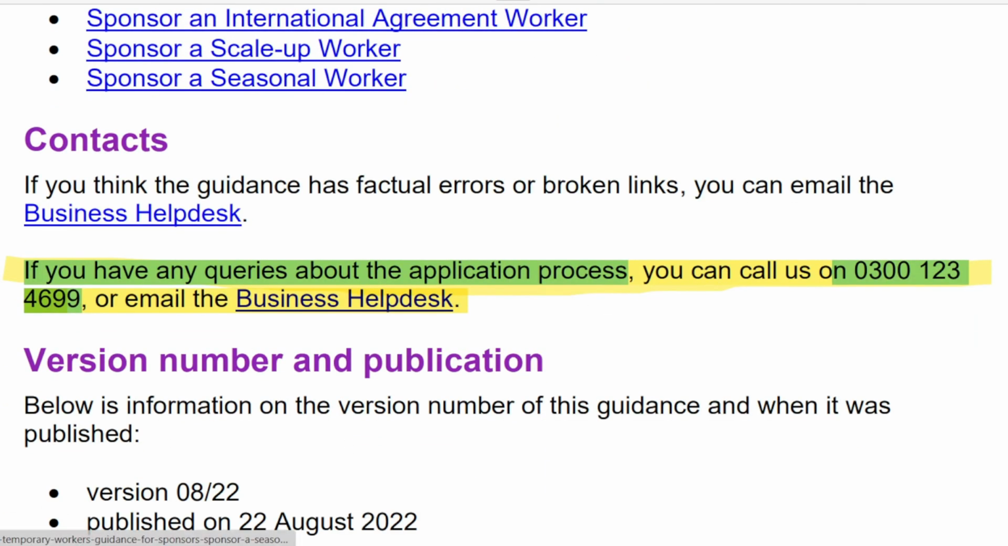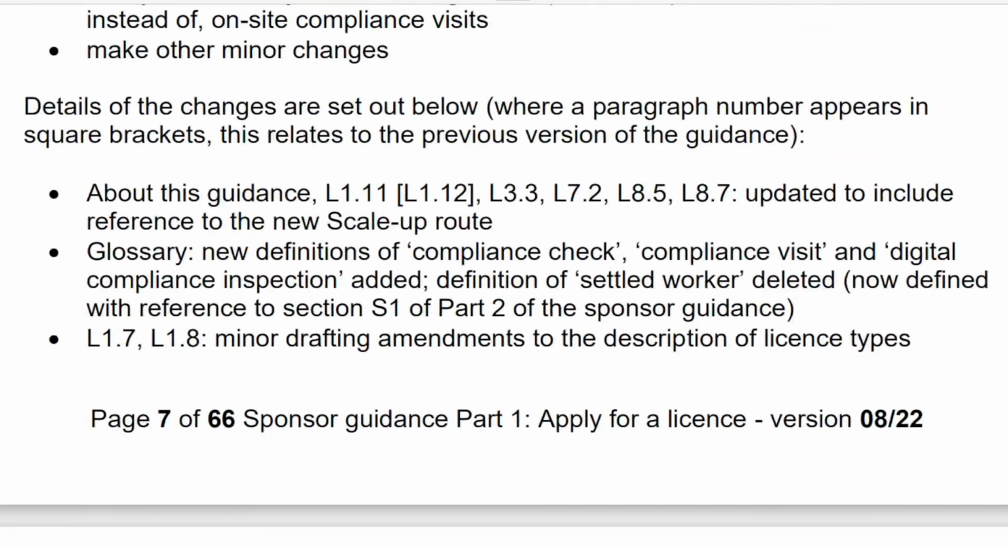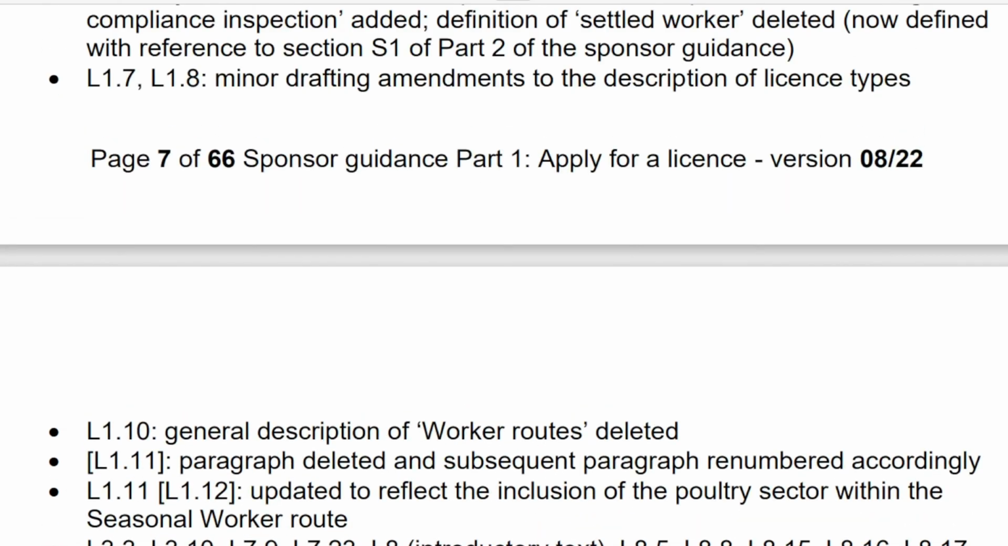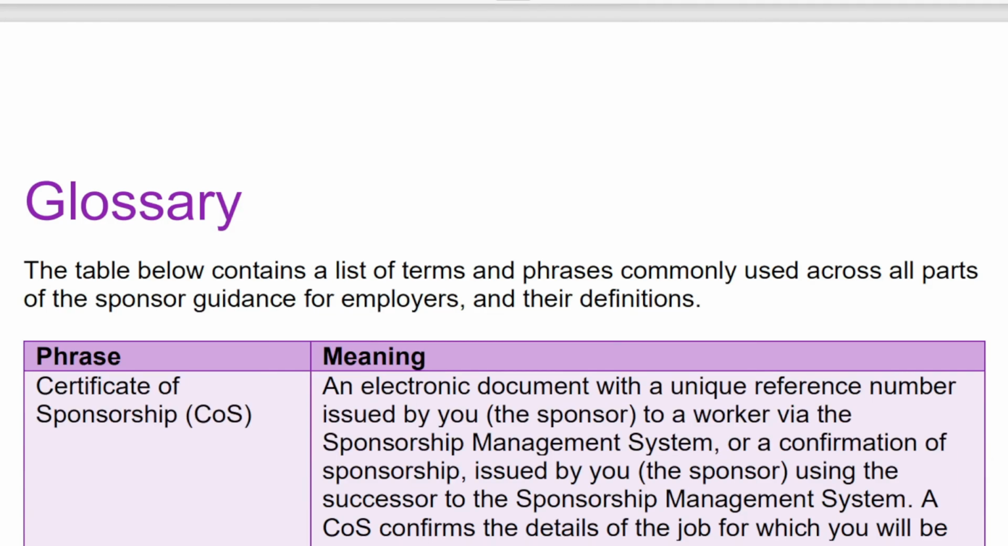You can contact the Home Office. This is also mentioned in the guidance. If you have any queries about the application, you can call 0300 123 4699. So you can phone this number if you have anything you want to ask the Home Office regarding the guidance. This guidance is then divided into L1 to L8. We will discuss that further on, L1 to L8. And then we will discuss L9, L10.